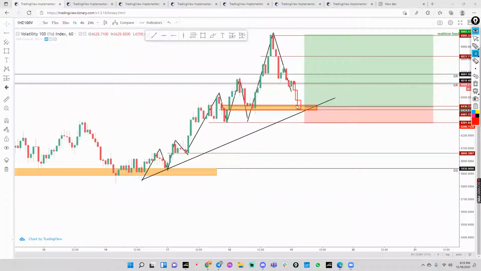And if I'm going to take a trade based on the fact that price is pulling back into the area and we haven't found support, what I am going to do at this point is reduce my lot size. So I'm not going to go in with my normal risk.